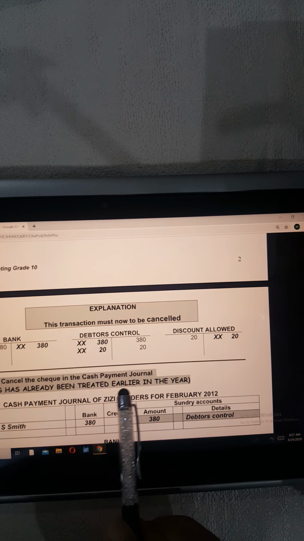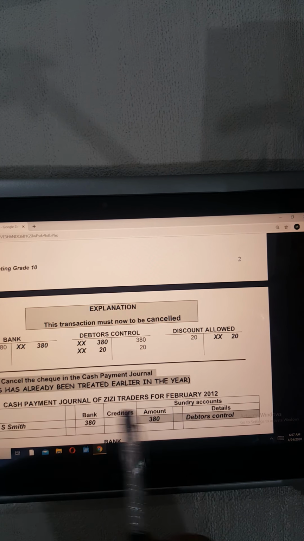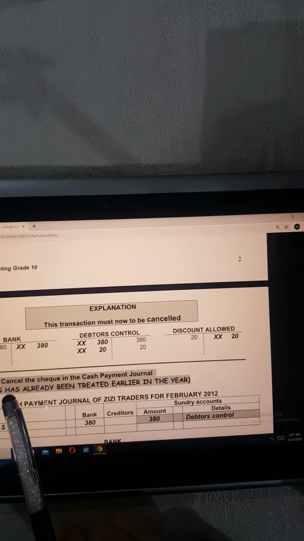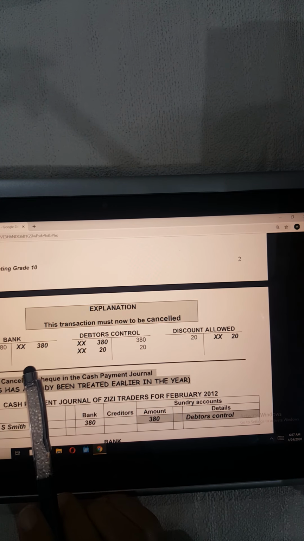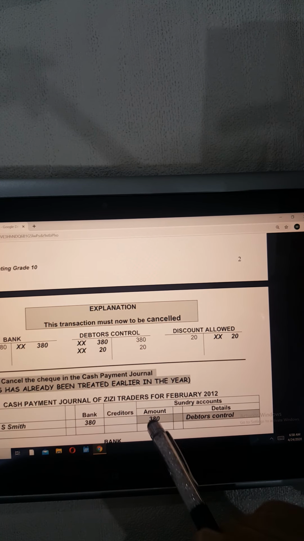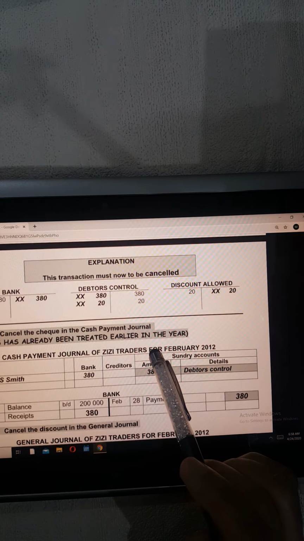Cancel the check in the cash payments journal. See, this has already been treated earlier in the year. We have done it as well. Okay, so we credited the bank with 380 Rand. And what do we go and debit? We debit the debtors control. Now we have to do the discount.